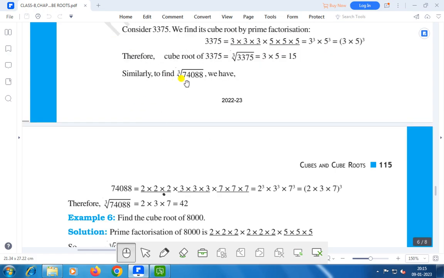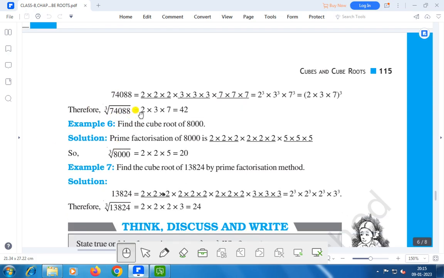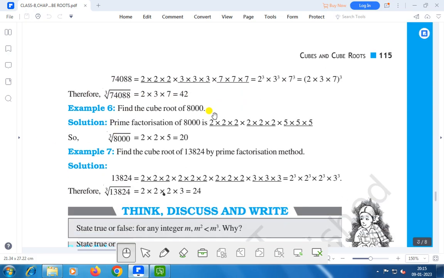Similarly, to find the cube root of 74088, we have 74088 is 2 into 2 into 2 into 3 into 3 into 3 into 7 into 7 into 7, that is 2 cubed, 3 cubed, 7 cubed, or (2 into 3 into 7) to the power 3. Therefore, the cube root of 74088 is equal to 2 into 3 into 7, that is 42.